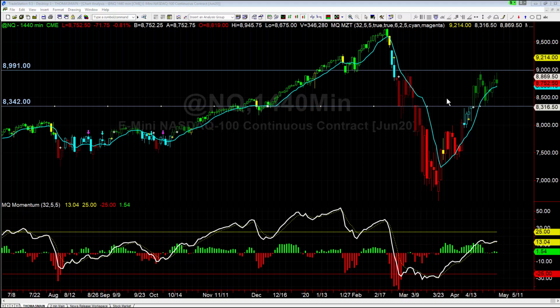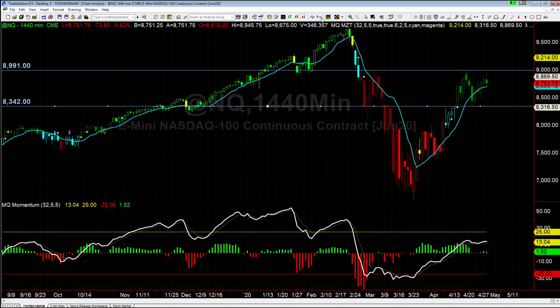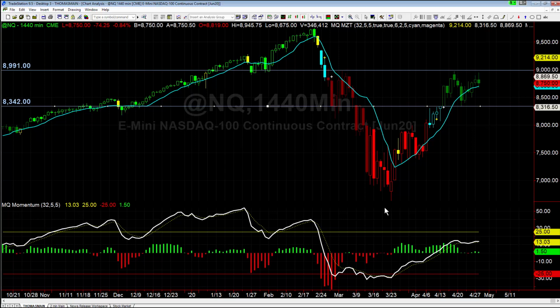But with that being said, let's go ahead and dive in here. So this is a 1440-minute price chart of Nasdaq futures. Now, 1440 minutes, it's 24 hours. It's basically a daily chart. All right. So with that being said, here was the sell-off we had earlier in the year. This is the rebound we've had. I mean, we've retraced most of the down move here. Kind of a wild retracement.